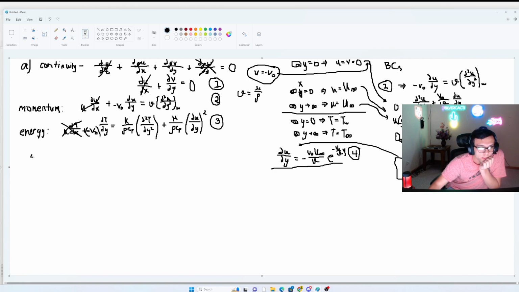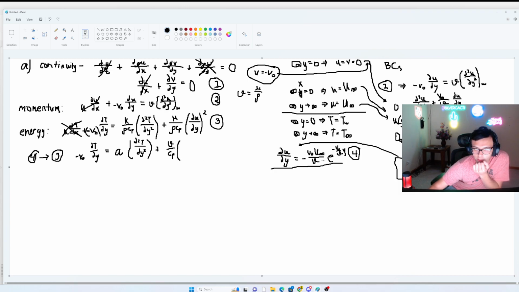So plugging equation 4 into 3, you get minus v sub O, this is alpha, talked about before. And this is just kinematic viscosity over Cp, times this squared. So this would be v sub O squared, u infinity squared.